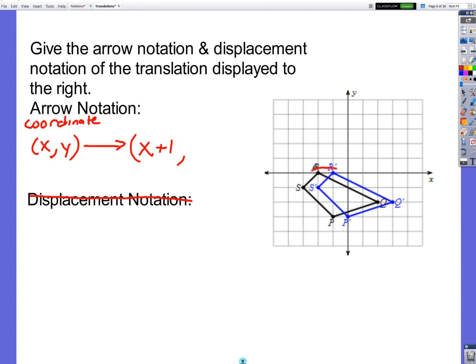Look at the R's, look at the S's, look at the P's, look at the Q's. Did they move up or down? None. None. Right.